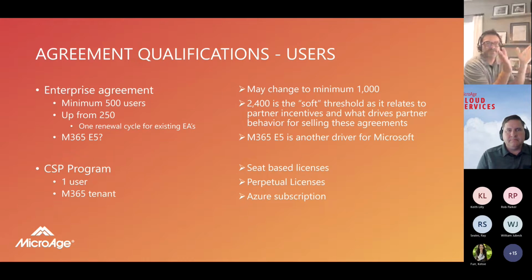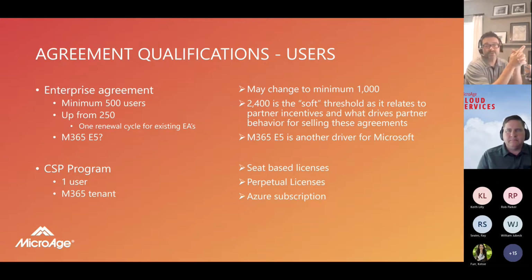We're going to start doing some comparison between the two programs. As far as users are concerned, here's the real world information. Enterprise agreement, the minimum is 500 users. Now that's up from 250. So if you're an EA customer and you're on this call right now and you've got, say, 300 users, you would have been approached by Microsoft and they said, hey, we've changed our minimum to 500 users. You've only got 300.